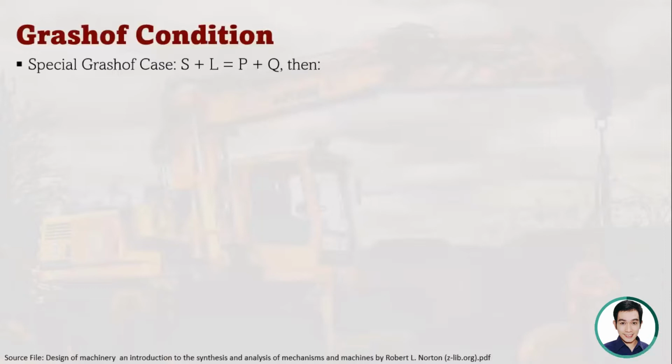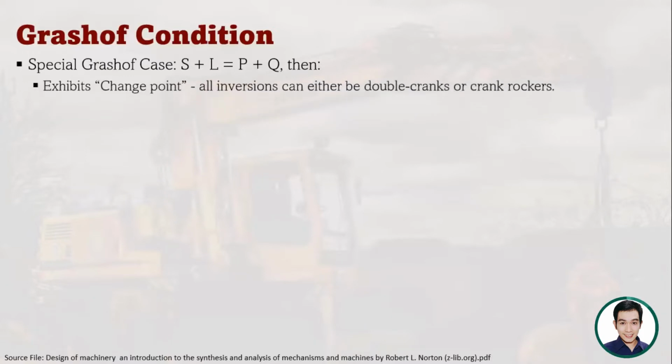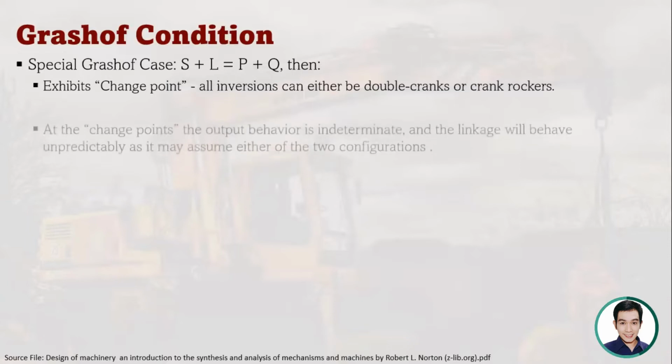And we also have the special Grashof case, which happens when the sum of the shortest link and the longest link is equal to the sum of the other links. In this kind of case, it exhibits what we call the change point. The change point is when all inversions can be either double crank or crank rocker, meaning you cannot predict the motion here when you have the change point, because it can either be double crank or crank rocker motion.